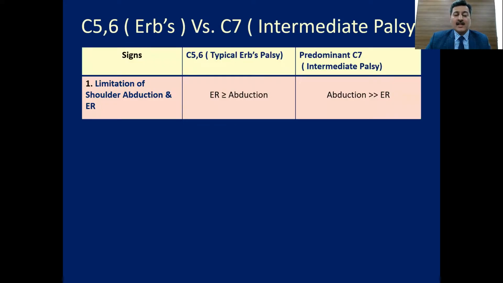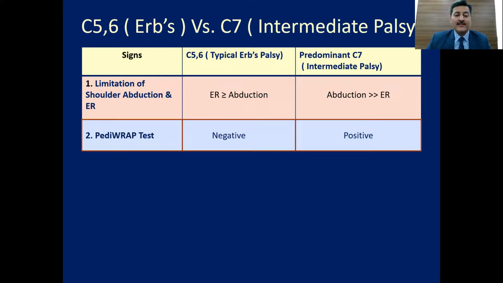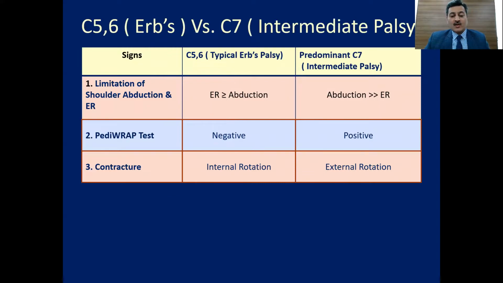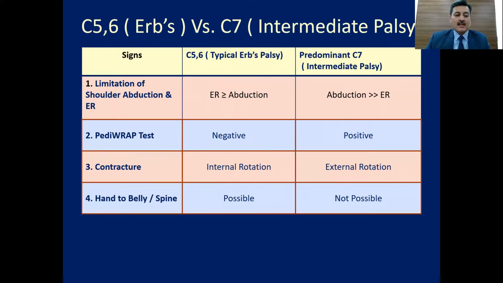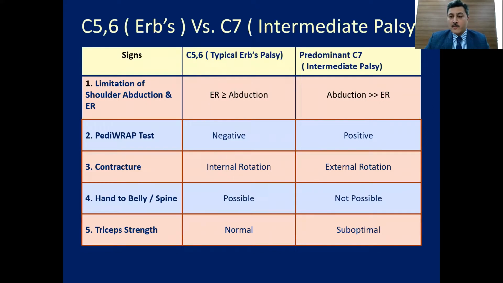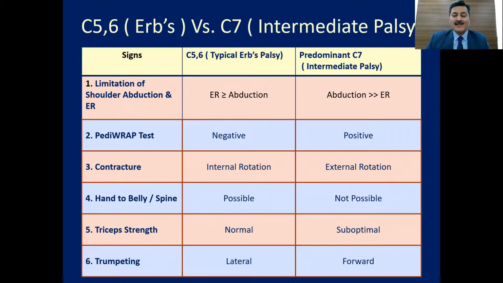Limitation of shoulder external rotation is a key sign of typical Erb's palsy, while limitation of abduction is a key sign of predominant C7 palsy. The pedi-rep test is positive in intermediate palsy, while it is negative in Erb's palsy. Internal rotation contracture is a sign of typical Erb's palsy, while external rotation contracture is a sign of predominant C7 palsy. Hand to belly was difficult in the C7 group, and their triceps strength was suboptimal. And trumpeting was lateral in typical palsy, while it was forward trumpeting in C7 palsy.